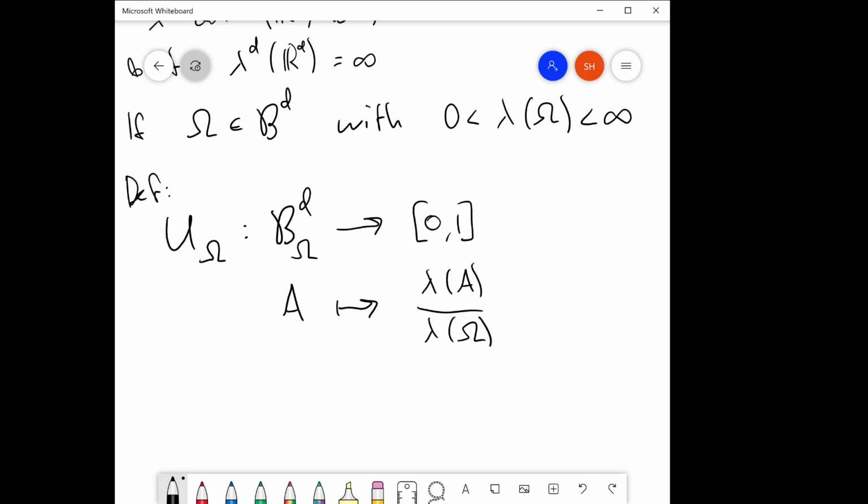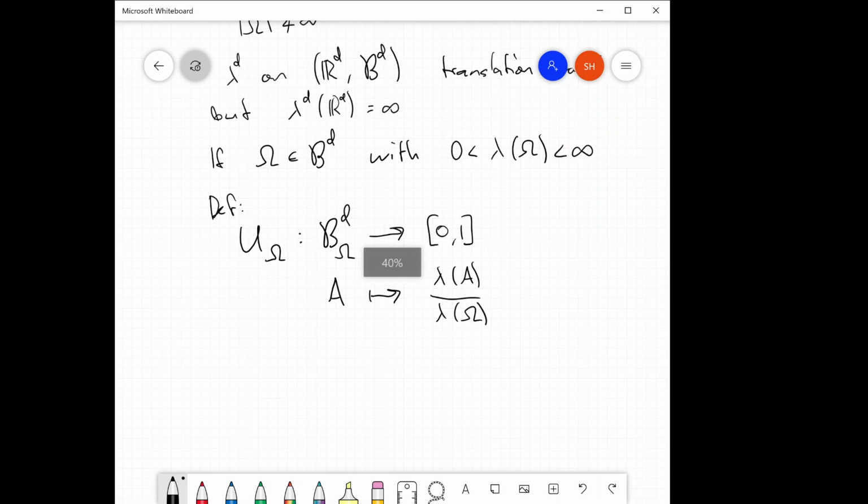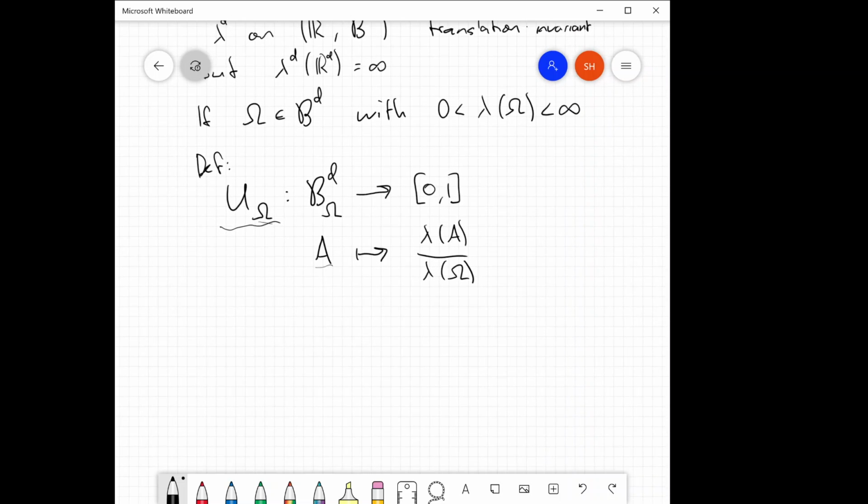Now, in this case, you could say, well, omega isn't translation invariant, so how is this uniform? But you can check very directly that if A and a translation of A are both contained in omega, then this uniform measure will assign the same probability to both of them. So it's sort of restricted translation invariant.